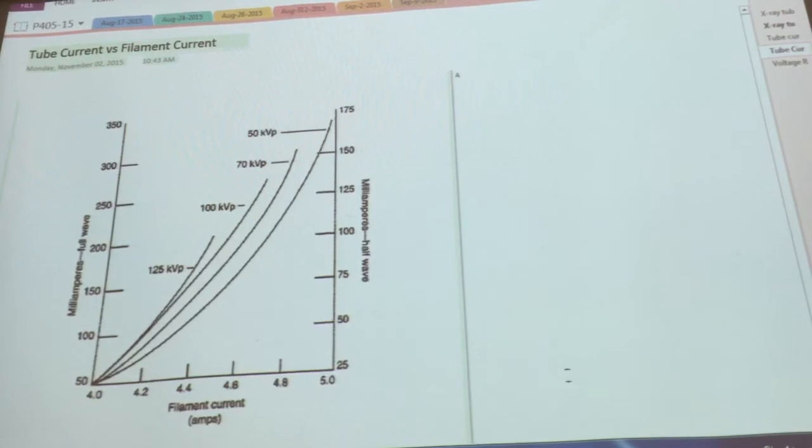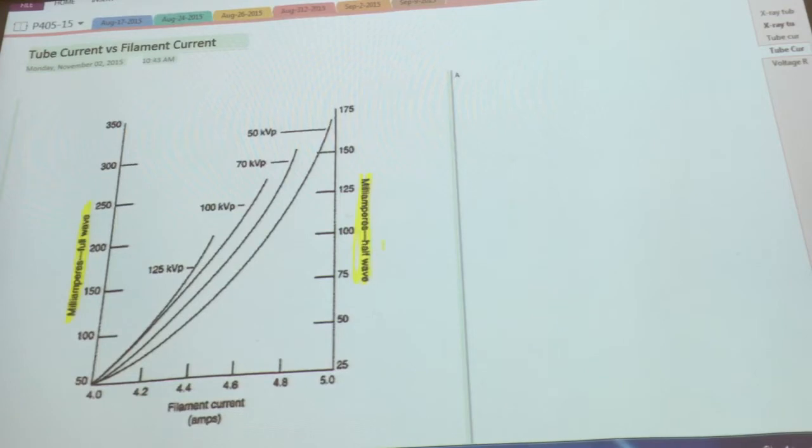This one's got some strange things in it. First of all, notice it's got two different vertical axes. When one was bad enough, now we got two. One's full wave, one's half wave, and you know what they're referring to. Half wave rectified tube current and a full wave rectified tube current. And hence we have different numbers on the vertical axis.